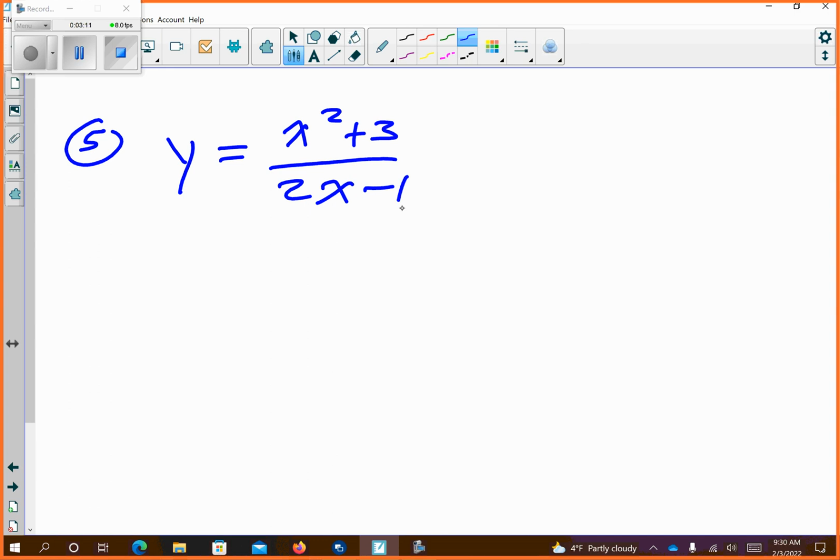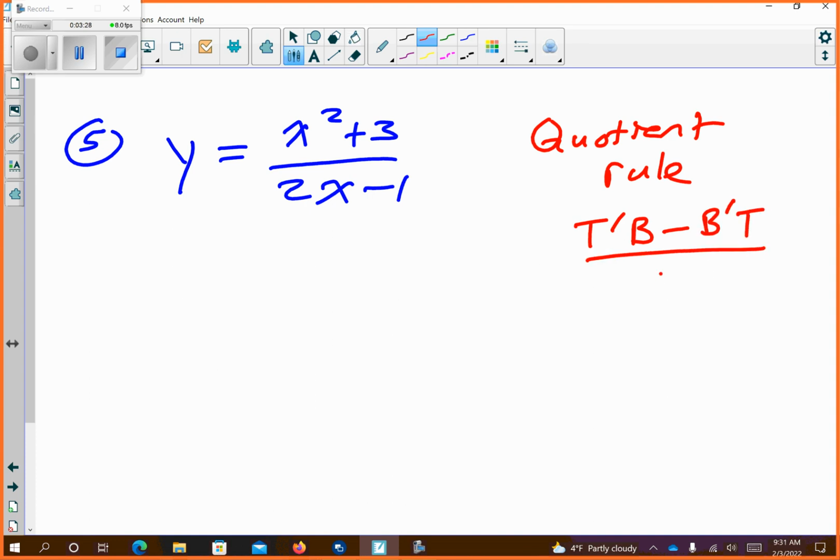All right. If we wanted to, we could use the quotient rule on this. The quotient rule is derivative of the top times the bottom minus the derivative of the bottom times the top, all over the bottom squared. Okay? Let's see if we can follow that rule. Derivative of the top is just 2x, and then I'm going to multiply it by the bottom.